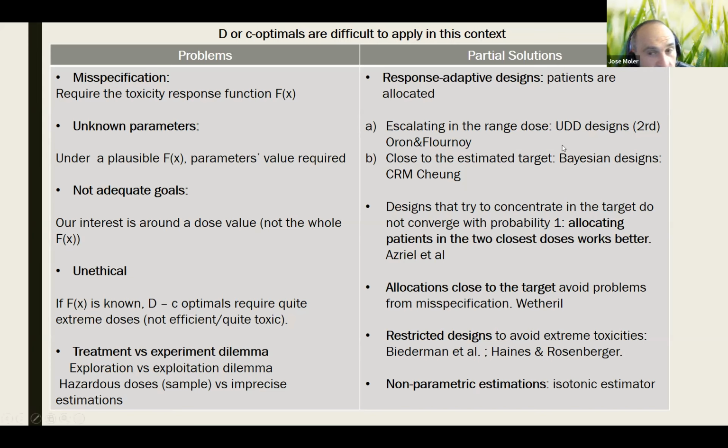First, response adaptive designs. Response adaptive designs allocate patients in doses that try to be close to the target dose. There are two different kinds of response adaptive designs in this context. First, the up and down designs, a very important one being the 2RD, and Bayesian designs that have a prior function of the toxicity, and then with the posterior distribution, they obtain the dose with the toxicity target. They are sequential designs, so they apply one dose to one patient, and when we have the response, they allocate the following patient.